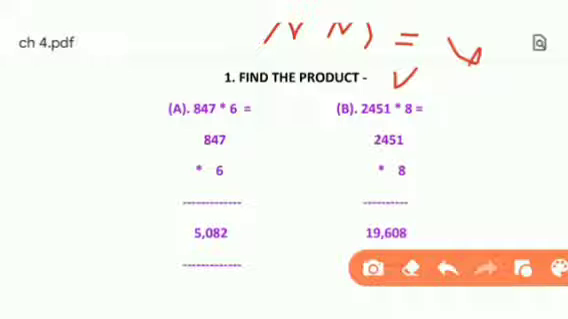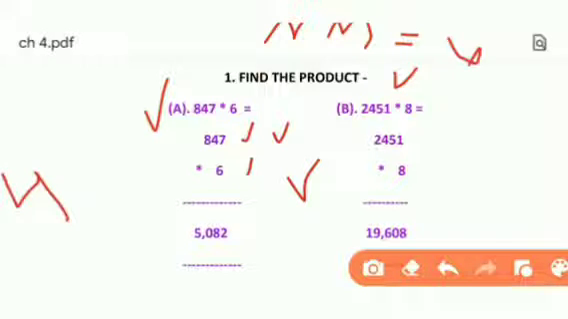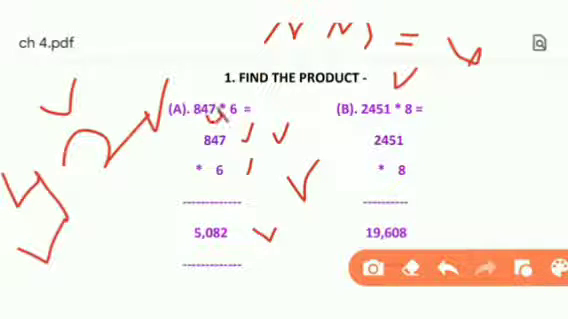The first question, the first example I'm giving, is 847 into 6. So how will you multiply? First you will write 847 then 6. Now we'll start multiplying. Multiplying is very simple. So first we will multiply 6 and 7. The answer is 42. So this number we will write here and this number we will write here as a carry.